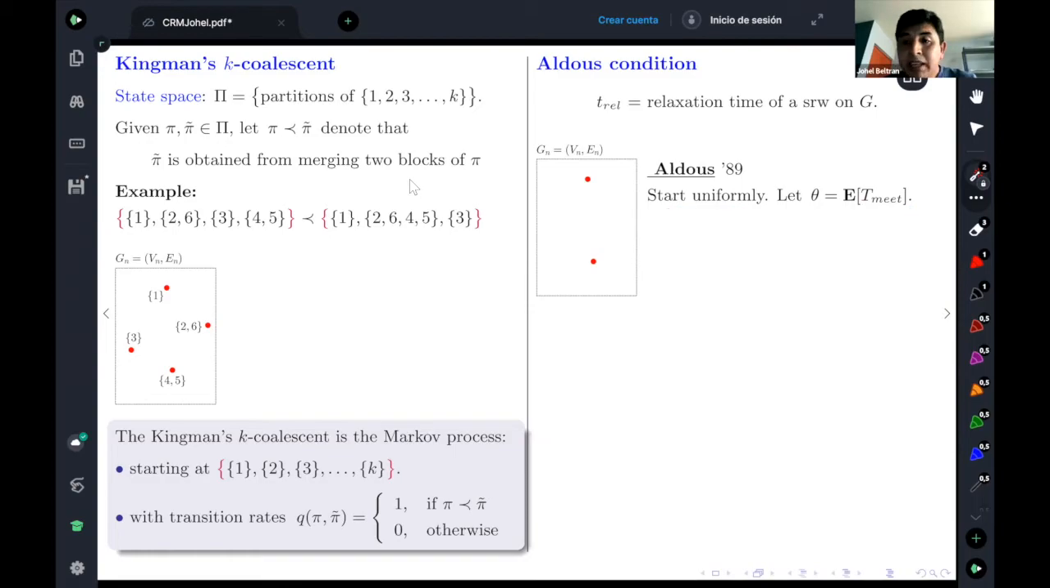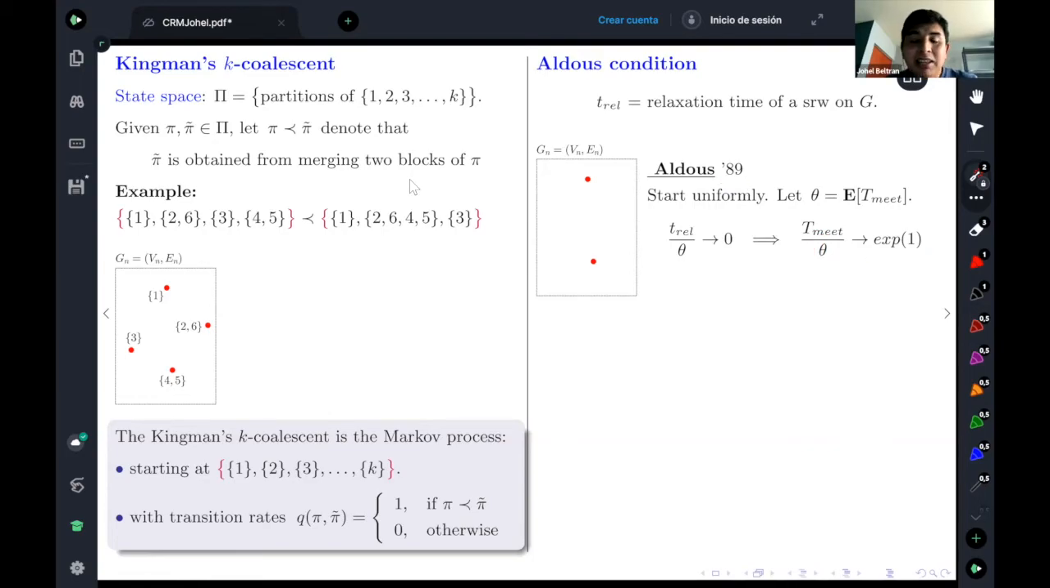And so Aldous proved that under this condition, I mean, if the relaxation time is of a smaller order than this mean value of the meeting time, then the meeting time of these two particles rescaled by this theta converges to an exponential distribution. So this is a result by Aldous.